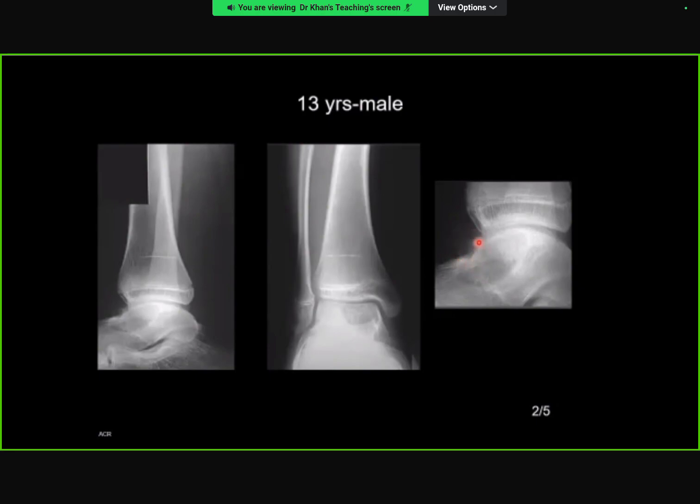There is some further scalloping of the cortex there, and then there's some adjacent soft tissue swelling. So can it be a bubbly lesion which has gone out? Yeah, it can be a bubbly lesion which has gone out, just like, for instance, an aneurysmal bone cyst. So what comes to your mind then? If this is an aneurysmal bone cyst, then what will this be?